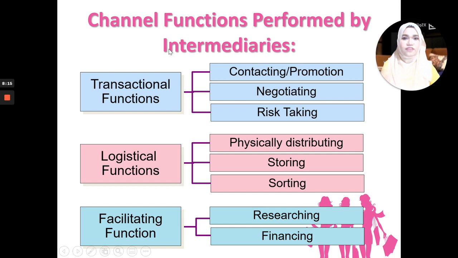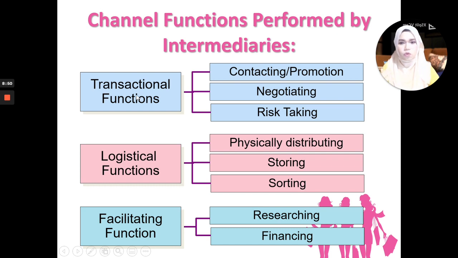Next, let's look at the functions performed by intermediaries. Basically, there are three functions performed: transactional function, logistical function, and facilitating function. The transactional functions could include contacting or promoting the product, doing some negotiating, and also risk-taking. That is transactional functions examples. Yeah. Logistical examples, all right, which considered as movement. It involves the movement of the product itself.